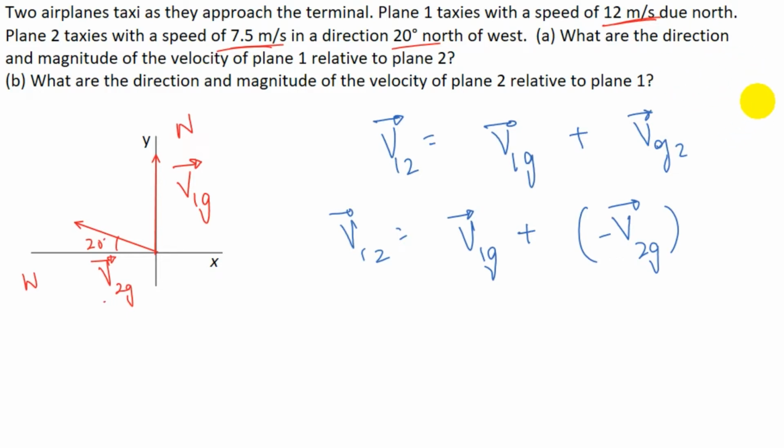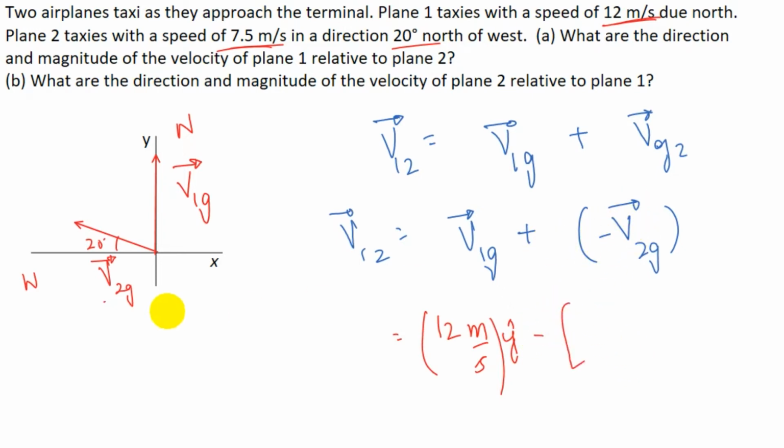Now it's pretty simple. We have to add these two vectors to find this velocity. V1g we already know is 12 meter per second due north, so we can write this as 12 meter per second y cap. Now this plus and minus will become minus here.